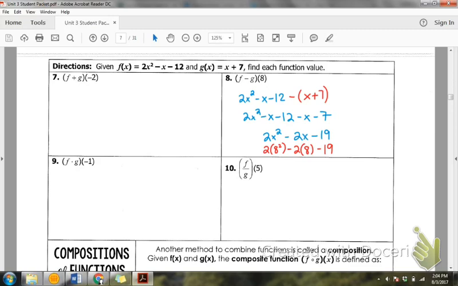So this is 128 minus 16 minus 19. 128 minus 16 minus 19 is what, Cedric? 93. Did anyone else get 93? Good. So 93 is our answer when we do f minus g of 8. That gives me 93. So that's our final answer. f minus g of 8 equals 93.